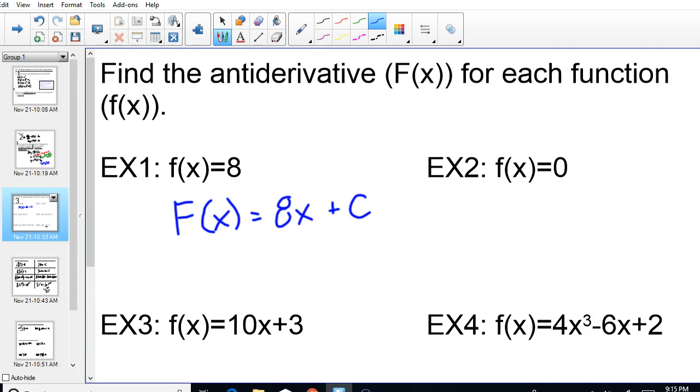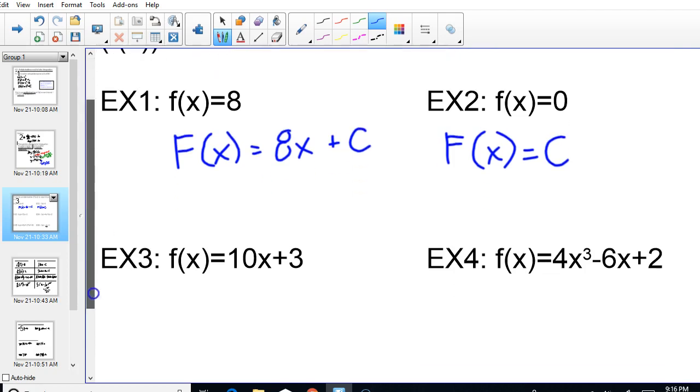For number 2, whenever we integrate f of x equals 0, we're looking for something that has a derivative of 0, and the only thing with a derivative of 0 is a constant. So this one actually is going to be capital F of x equals capital C, because that constant is the number that would have that derivative there.